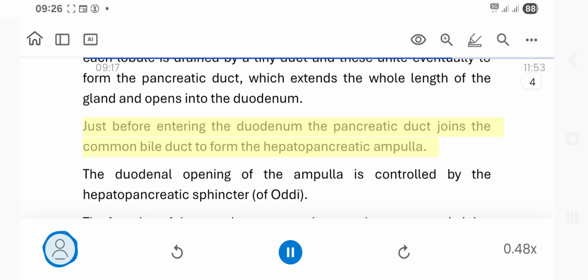Just before entering the duodenum, the pancreatic duct joins the common bile duct to form the hepatopancreatic ampulla.